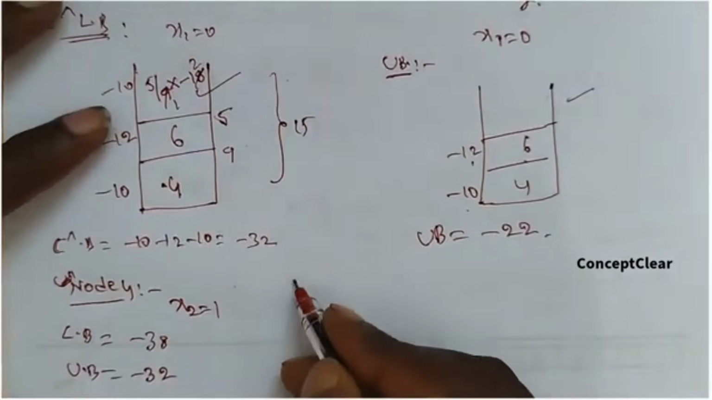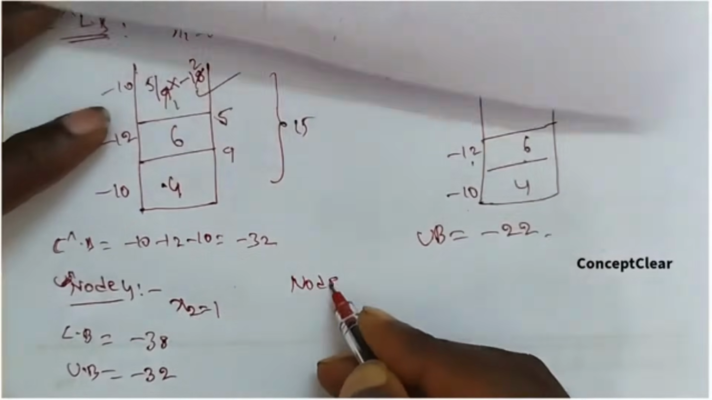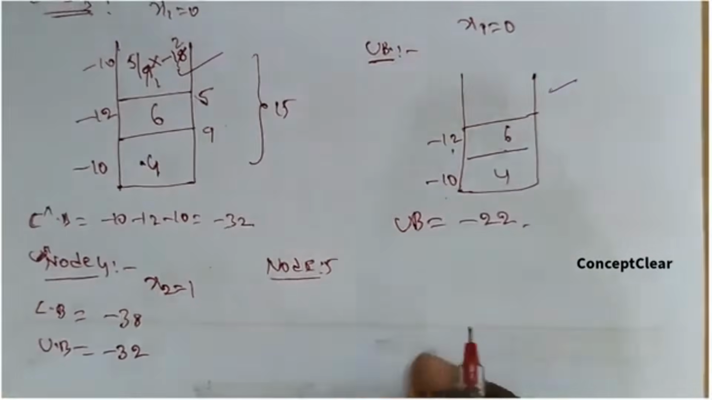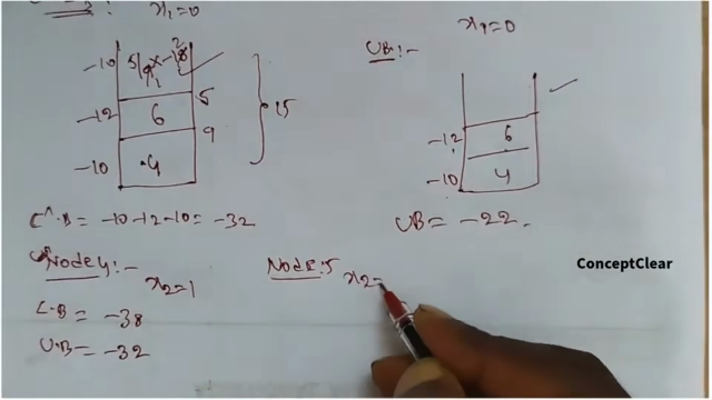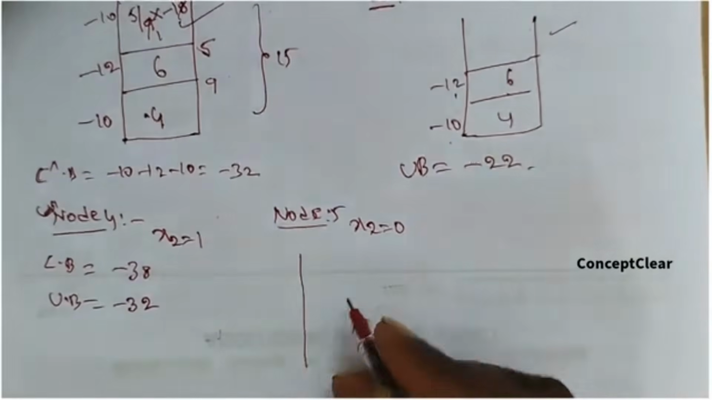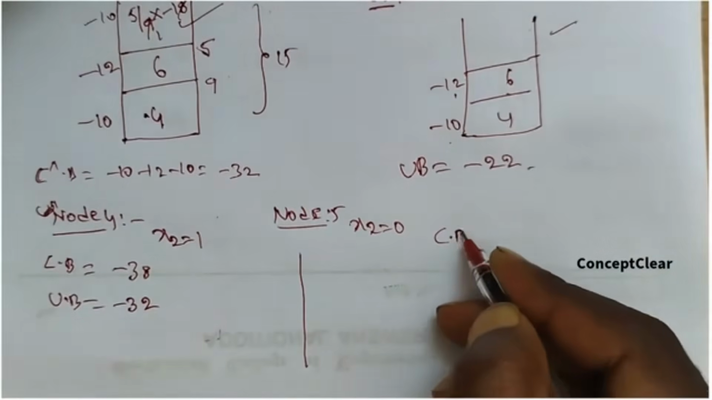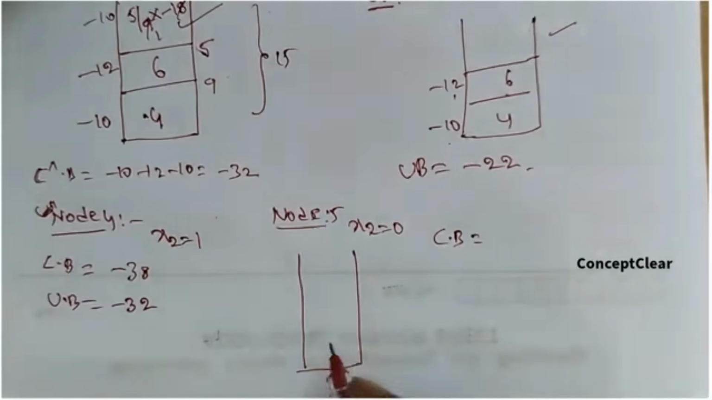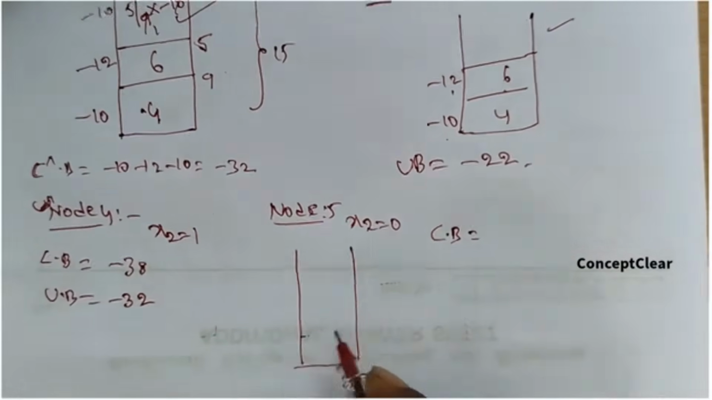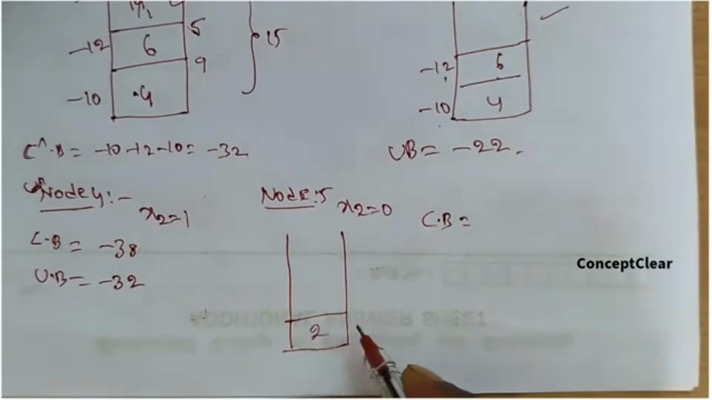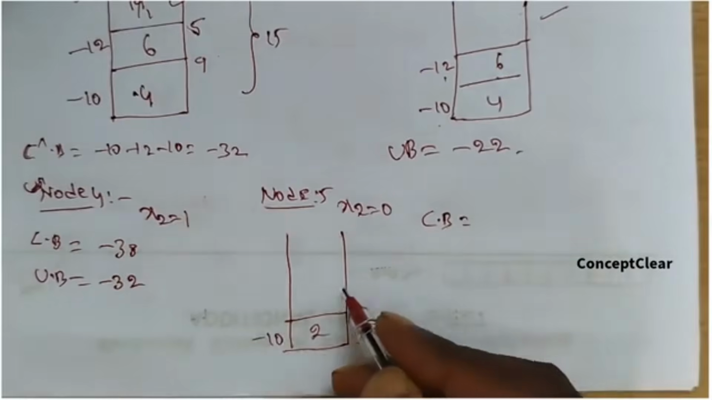And what about node 5? Node 5 is nothing but x2 equals 0, and we are not considering the x2 value. So we have to find out the lower bound value. What is the lower bound value for this one? It is again x2. x2 equals 0 means we are not considering the second object. So the first object value is 2, so minus 10. The second object is not considered.